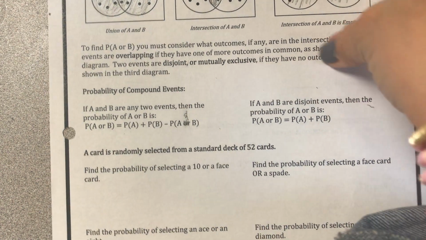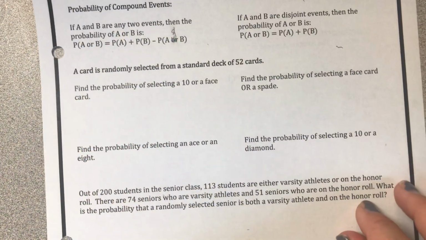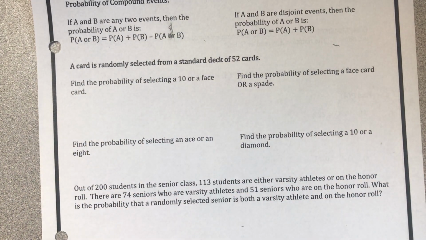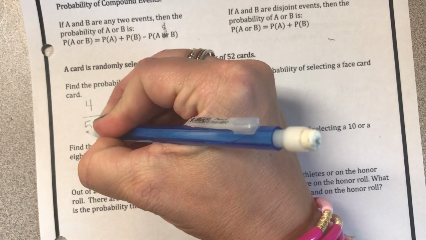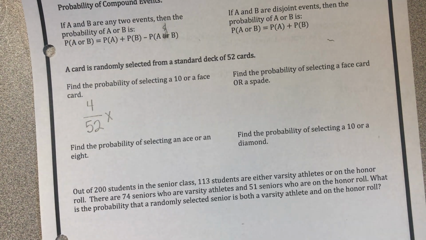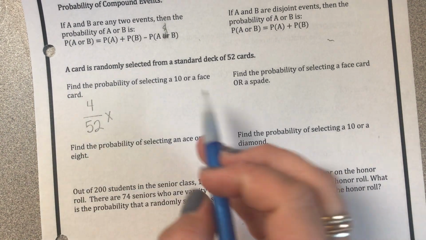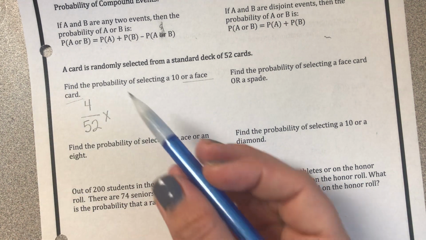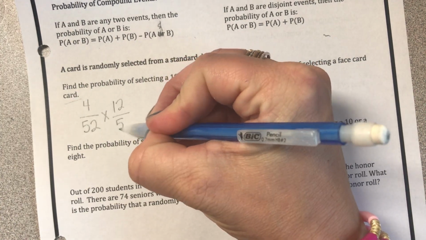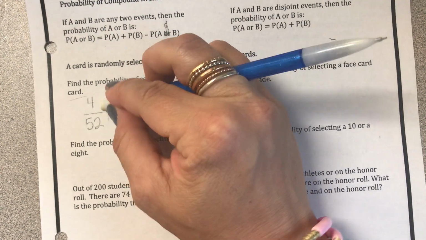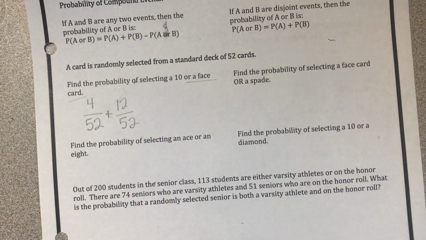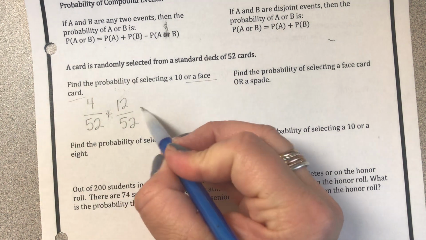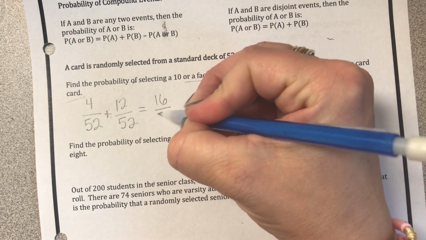So it says a card is randomly selected from a standard deck of 52 cards. Find the probability of selecting a 10 or a face card. Well, in our deck of 52, 4 of them are 10s. So it's 4 over 52. And then also in our deck, it says or a face card. A face card would be a jack, a queen, or a king. There's 3 for every suit and 4 suits. So that's 12 over 52. Not times, plus. So we can add these together and we get 16 over 52.